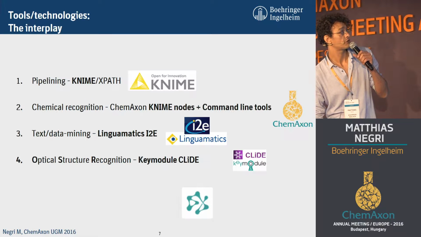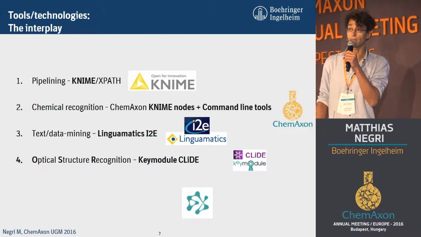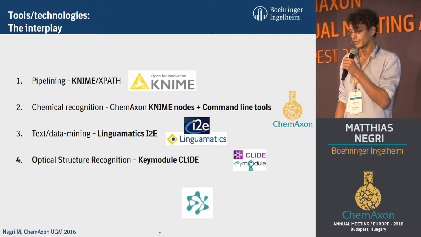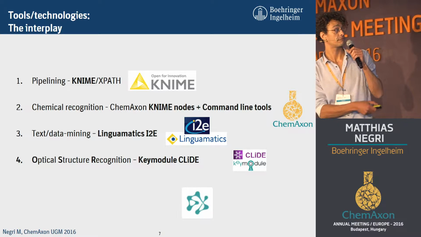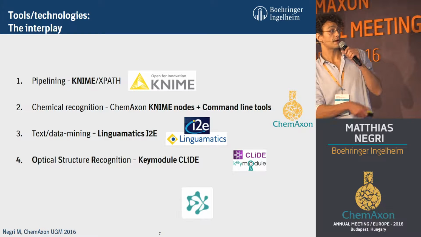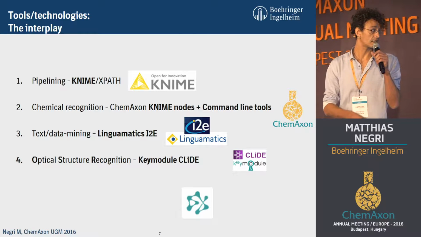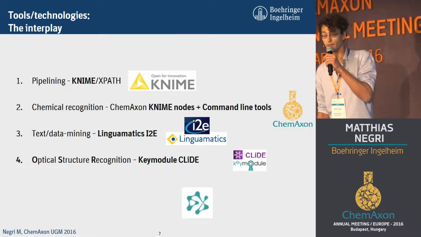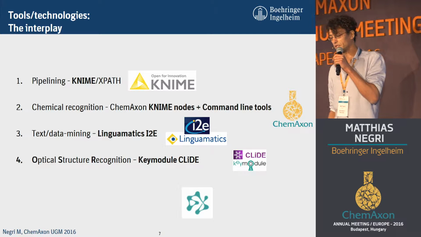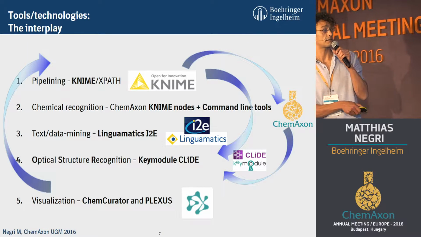So technologies we're using, I try to sum them up. We're using KNIME as a pipelining tool, pretty good. Chemical recognition, ChemAxon, KNIME nodes, command line tools. We're using text mining tools like Linguamatics I2E and OSR tools like Clyde and in part Osra. What's adding to this year is visualization. ChemCurator is one aspect and Plexus is the other one.